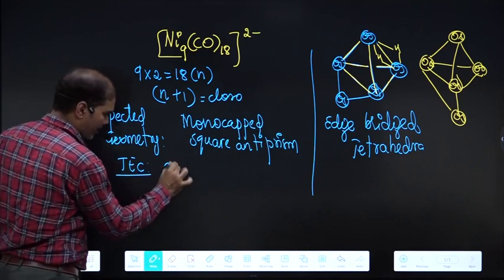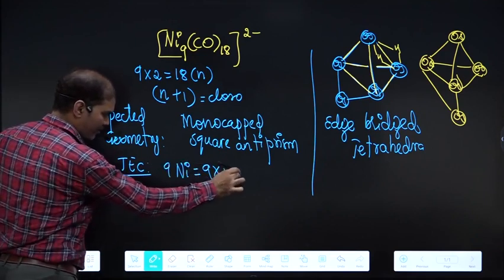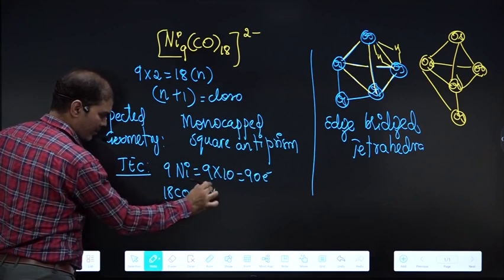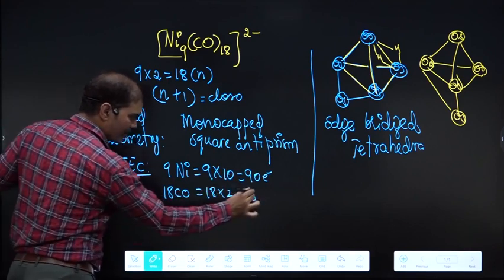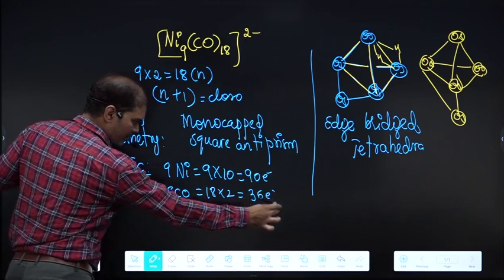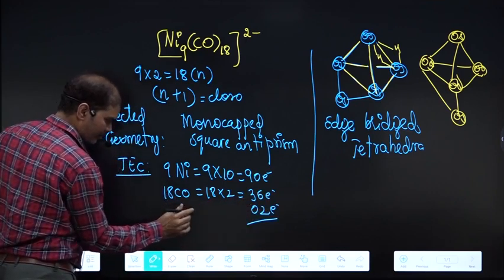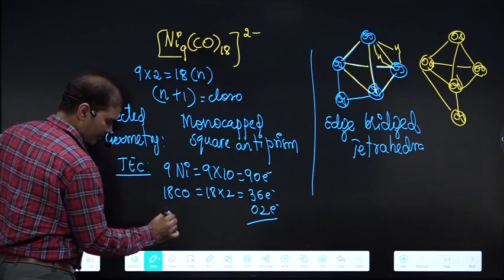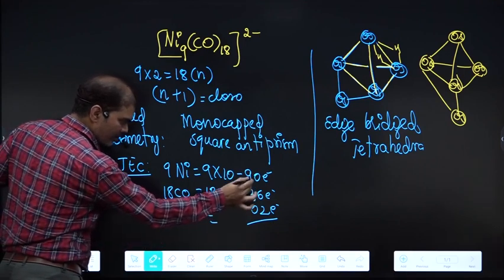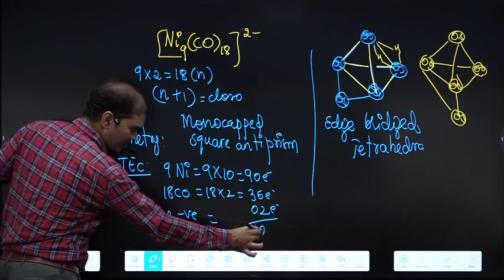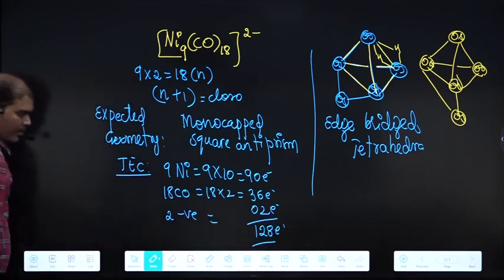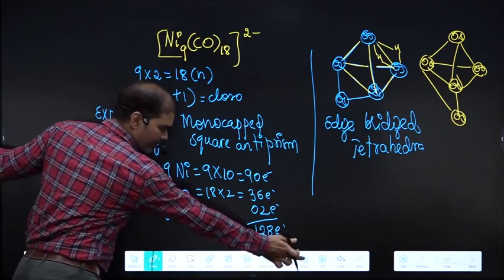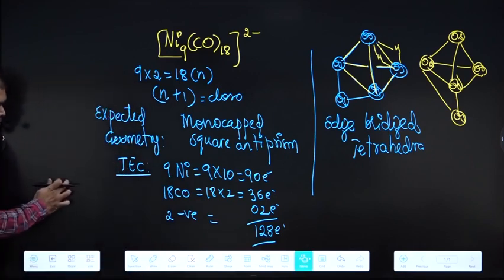Total electron count: 9 nickel, each nickel will have 10 electrons, 90. 18 carbonyls, 36 electrons. Two negative charges, 2 electrons. So how much is it? 128. Total electron count is 128. Expected structure is monocapped square antiprism.